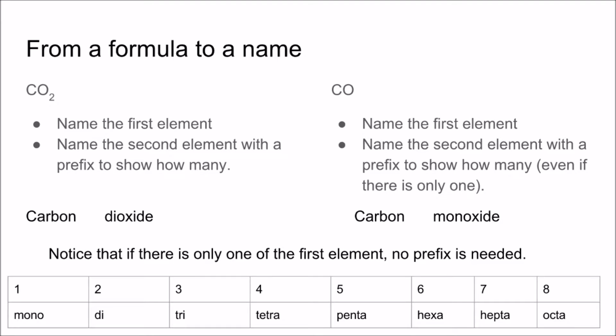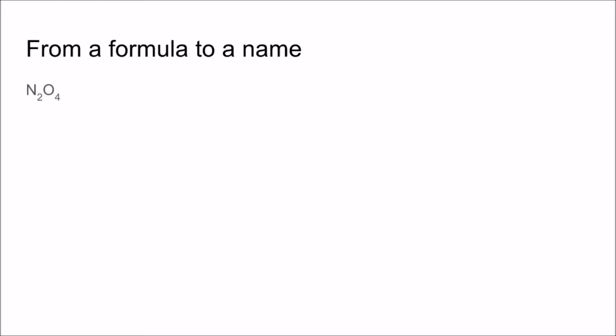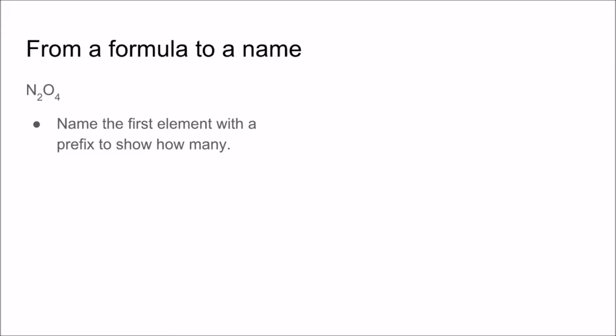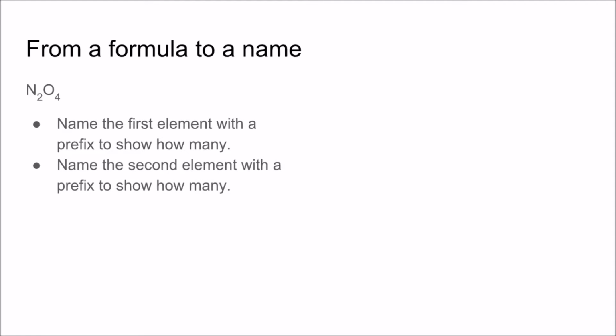For numbers going as high as 8, and they do go higher, I've put some of the prefixes here: mono, di, tri, tetra, penta, hexa, hepta, octa. They do go a bit higher, but these are the ones that we see most commonly. Let's continue with formulas to names. N2O4. Here we're going to name the first element, and we're going to use a prefix to show how many there are, because now there's a number there which is greater than 1. And we're going to name the second element with the prefix to show how many there are. This comes out to be dinitrogen tetroxide.